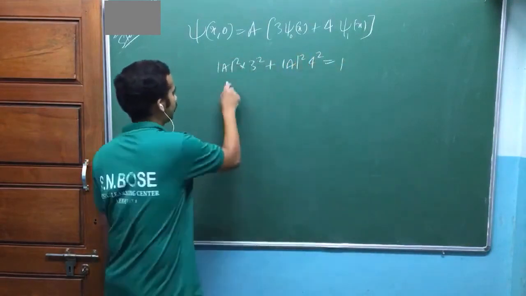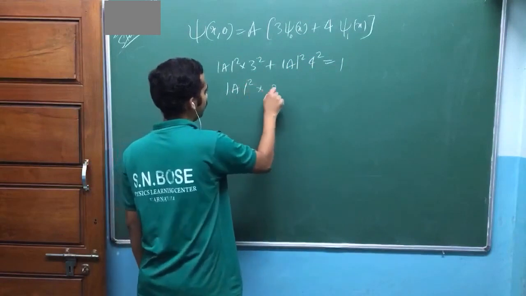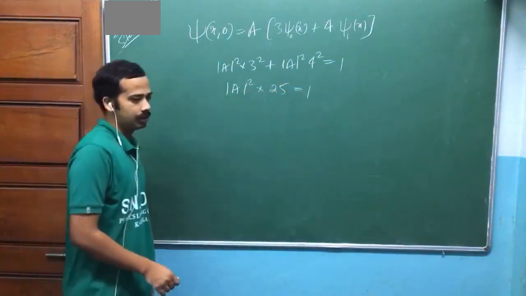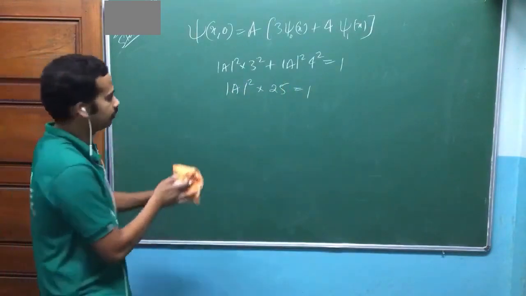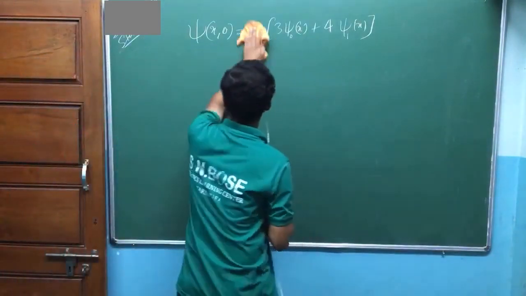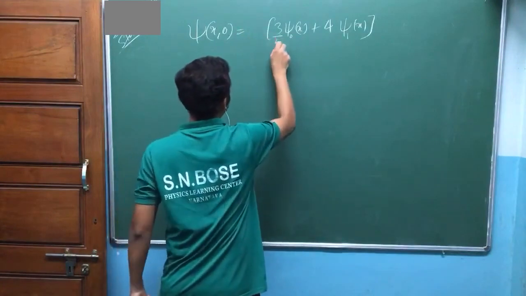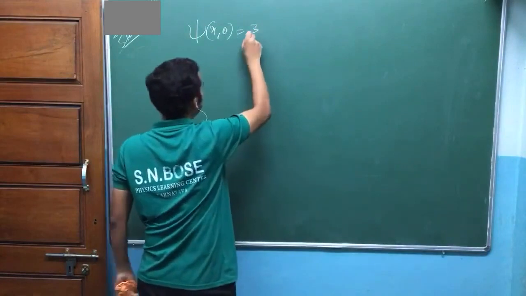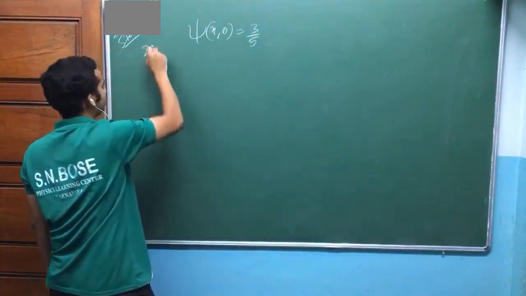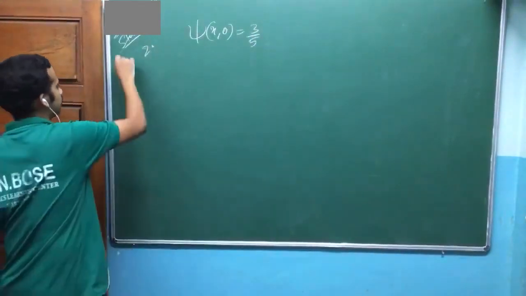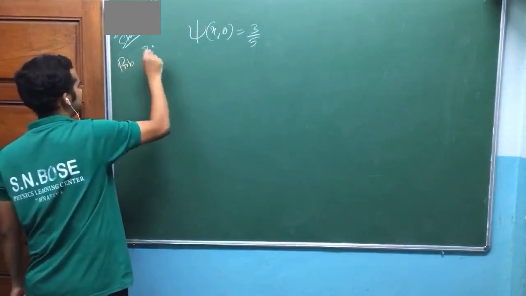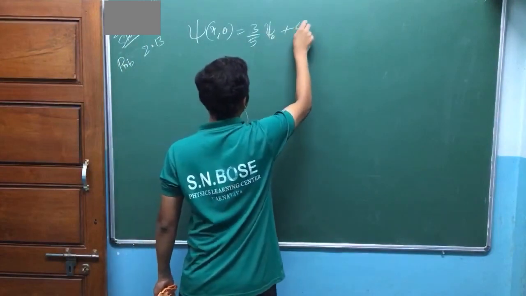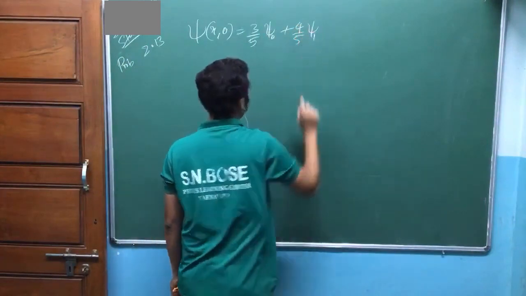Mod A square into 25, 3 square plus 4 square, so A equals 1 by 5. Now I got that one. Let me quickly write: 3 by 5, 4 by 5. The normalized state for problem number 2.13 is 3 by 5 psi naught plus 4 by 5 psi 1. Is that okay?